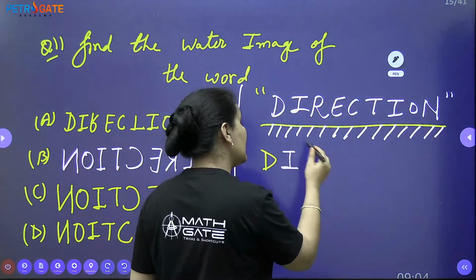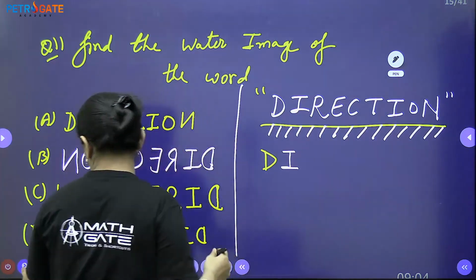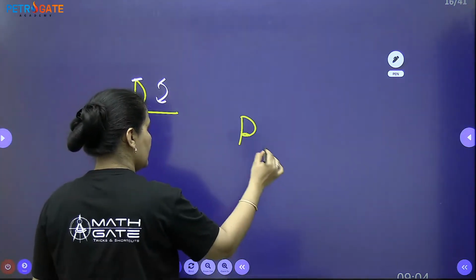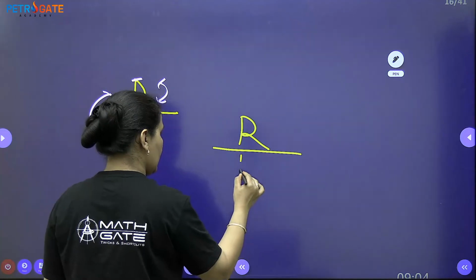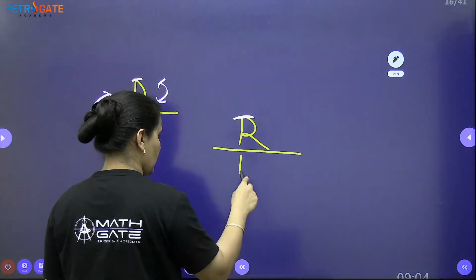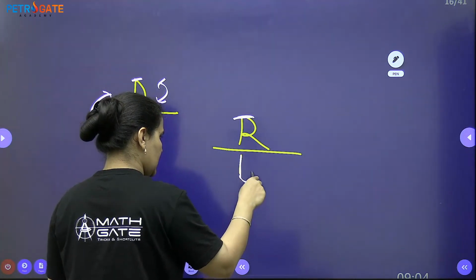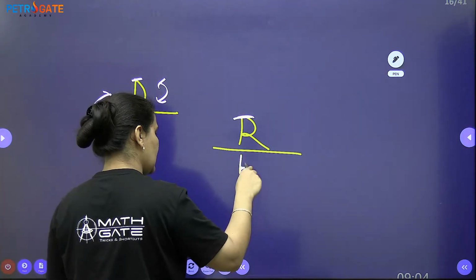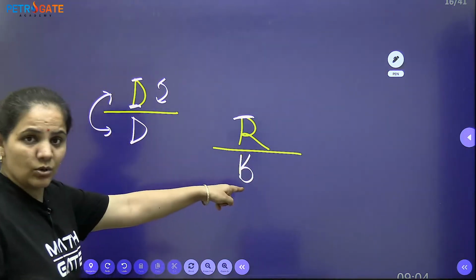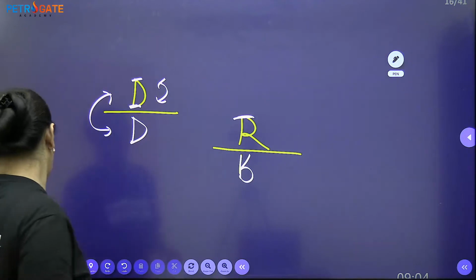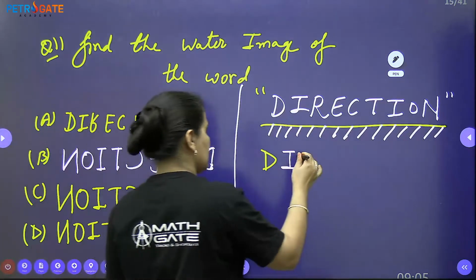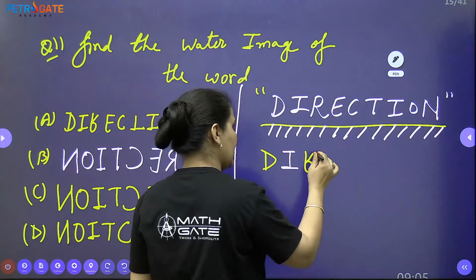When we go for the R, yes, R will change. Let me show you how R will become. When we go for the R, the upper portion will come on the lower side, and the lower portion will come on the upper side. So my R looks like this. Just flip. So we can say the R will be like this.